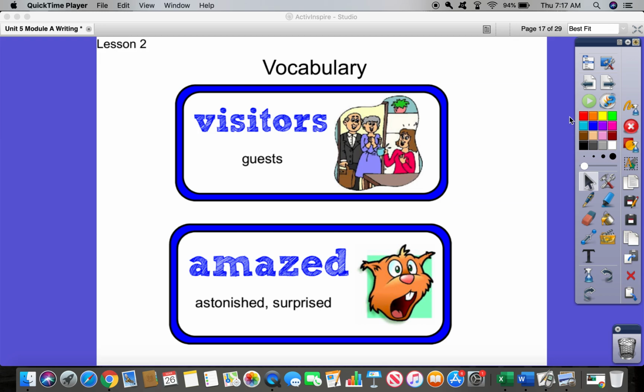Let's look at the vocabulary words for this lesson. The first word is visitors. Visitors are guests or people who come to visit you at your house. And our second word is amazed. Amazed is when you're astonished or surprised. When something is awe-inspiring, you feel amazed.